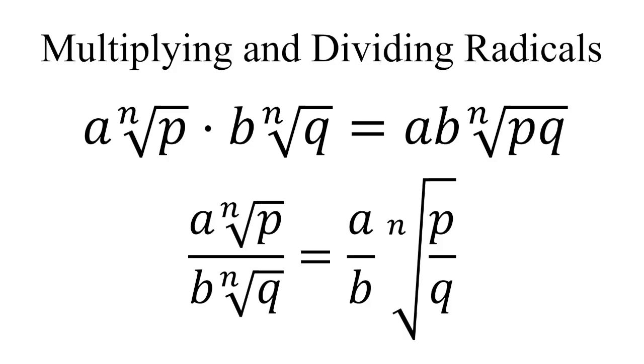Now let me say this. When you're multiplying or dividing radicals, the radicals must be simplified. And if you can simplify radicals before you actually multiply or divide them, by all means do that. I'll show you what I'm talking about.